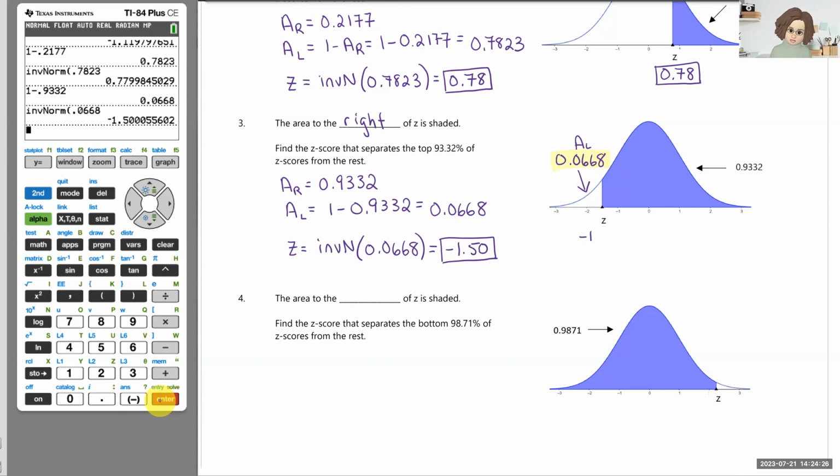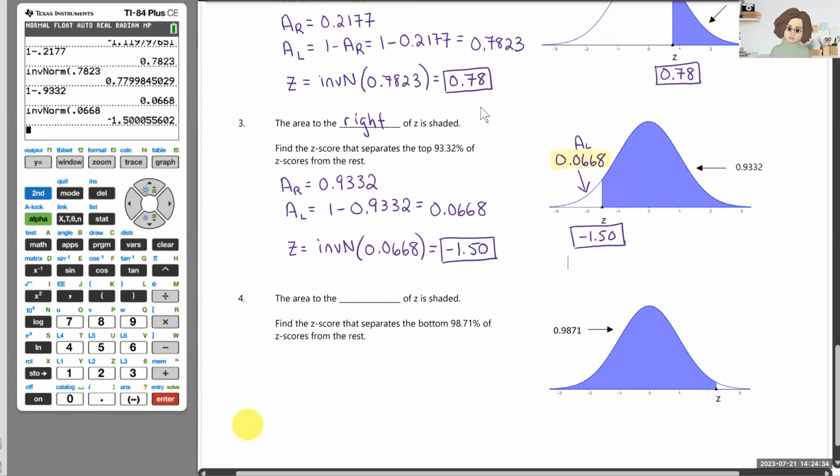I'm going to put it on my graph again. So negative 1.50. Area is always a positive number. It's the z-score that can be negative if it's left of center or positive if it were to the right of center.